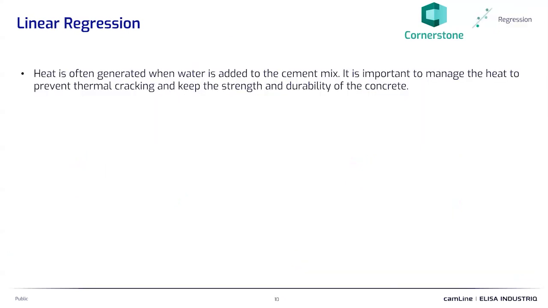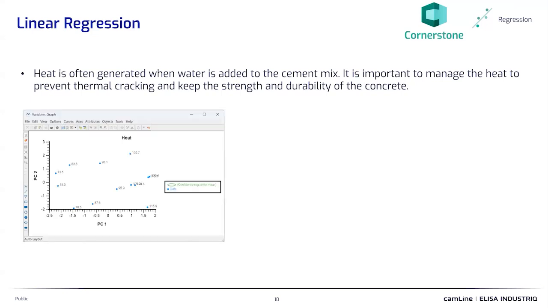Next, we want to see how these principal components affect the heat variable. Heat is usually generated when water is added to cement. It's very important to manage this heat variable because large heat variations can cause thermal cracking, and high heat will negatively affect the strength and durability of the concrete. We can also very easily plot variable graphs in Cornerstone. Here I plot the variable heat onto PC1 and PC2, and we can see there's a very strong positive relationship between PC1 and heat.